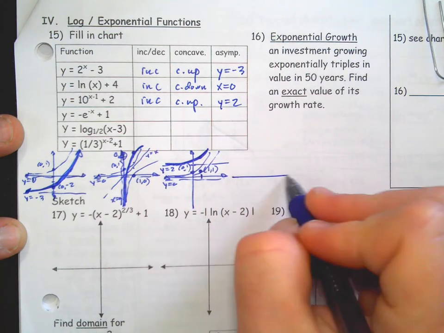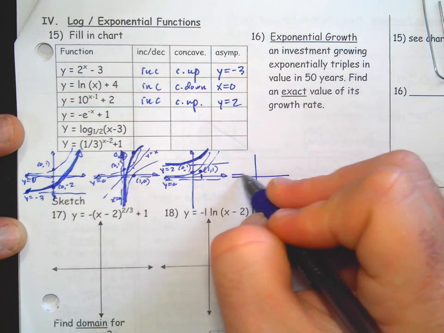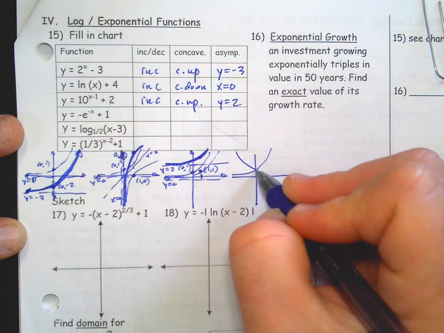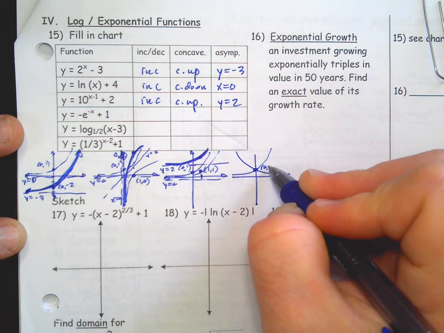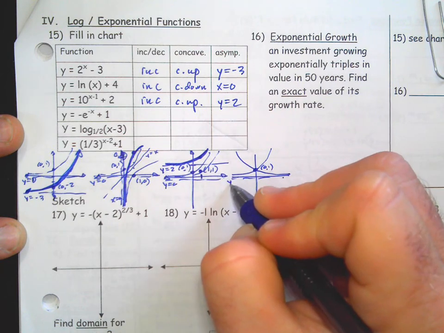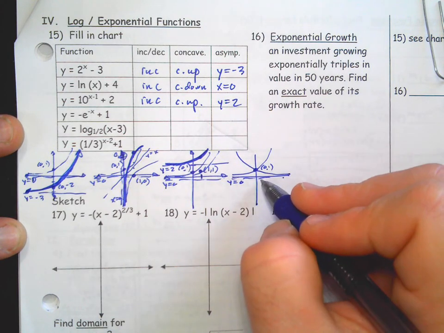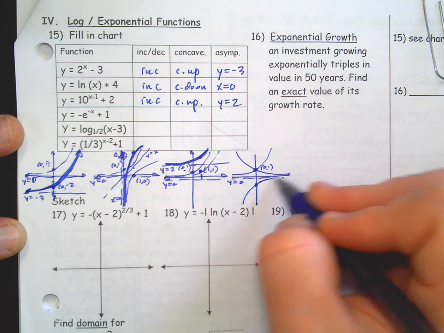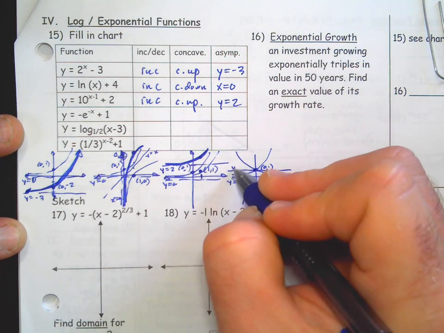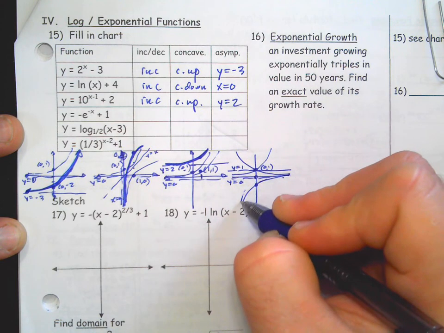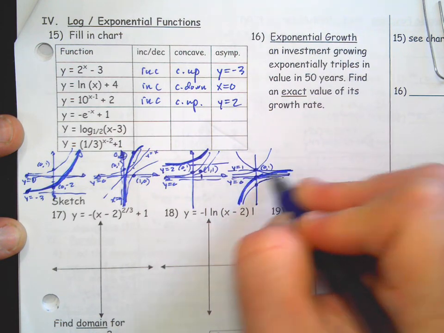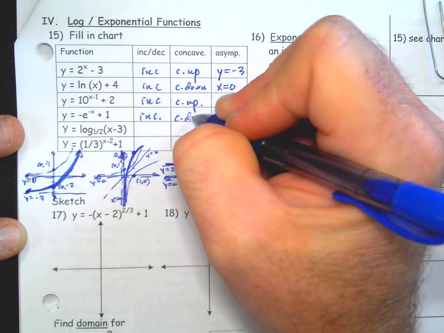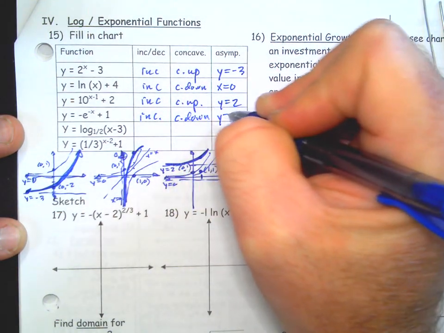Okay, let's do another one. Y equals e to the x. The negative on the inside flips it across. The negative on the outside flips it upside down. And then the +1 moves everything up 1. So your final graph looks like this. Okay, it is increasing. It is concave down, and its asymptote is y equals 1.